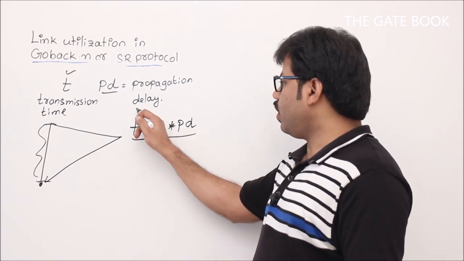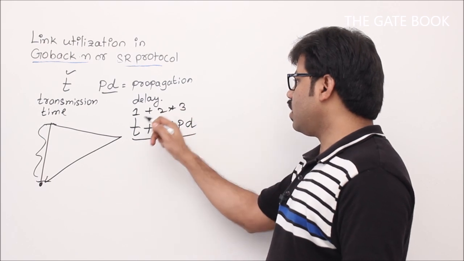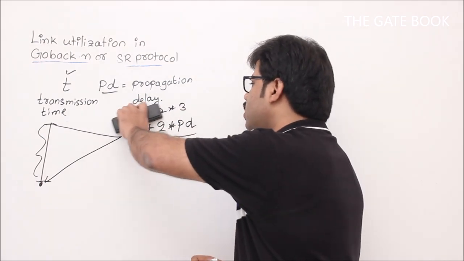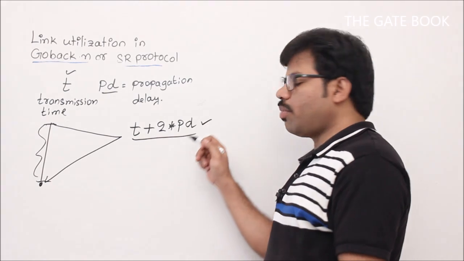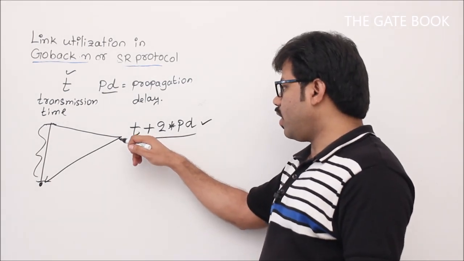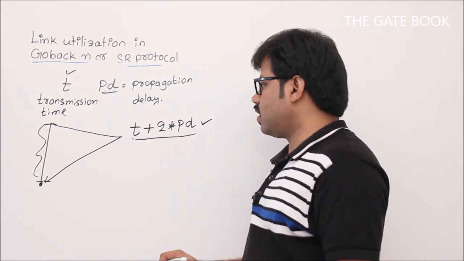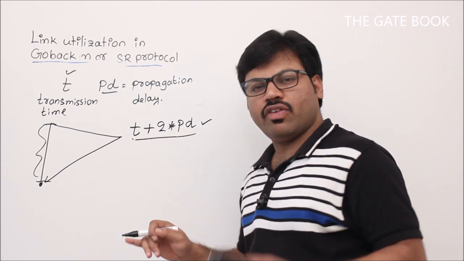Example, in the previous problem the transmission time was 1 plus 2 into propagation delay, which was 3 minutes, so it was 7, right? So T plus 2 into PD. We have seen this in the stop and wait protocol also, right? So for one frame, T, to get the acknowledgement, the earliest time is T plus 2 into PD. Now the question is like this. Your window should have how many frames, right?